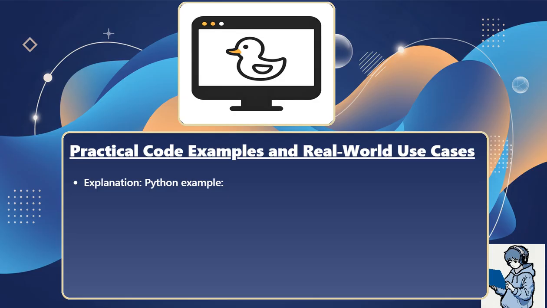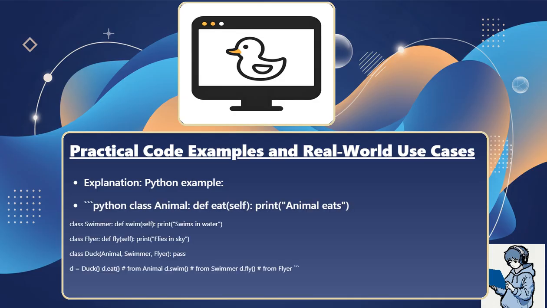Python example. class Animal: def eat(self): print("animal eats"). class Swimmer: def swim(self): print("swims in water"). class Flyer: def fly(self): print("flies in sky"). class Duck inheriting from Animal, Swimmer, and Flyer: pass. d = Duck(), d.eat(), d.swim(), d.fly().